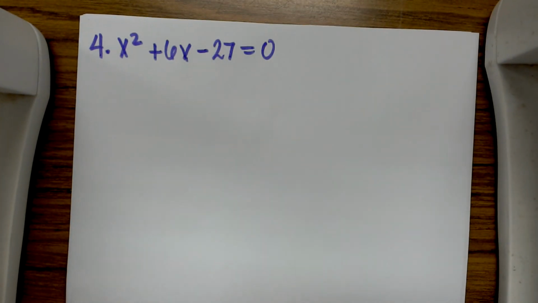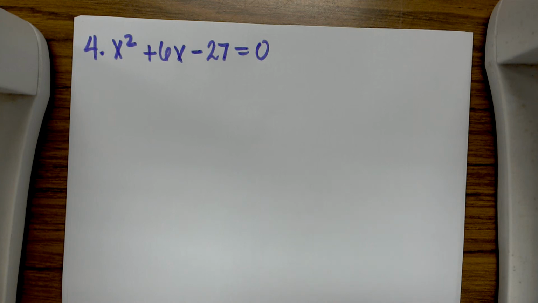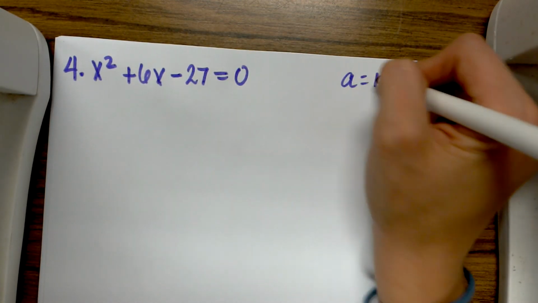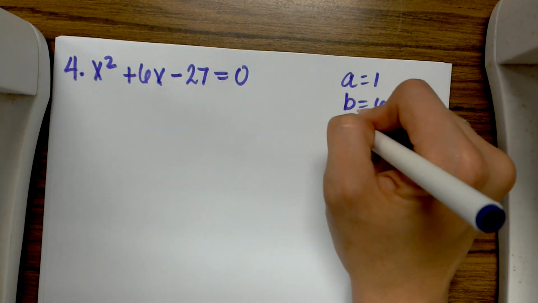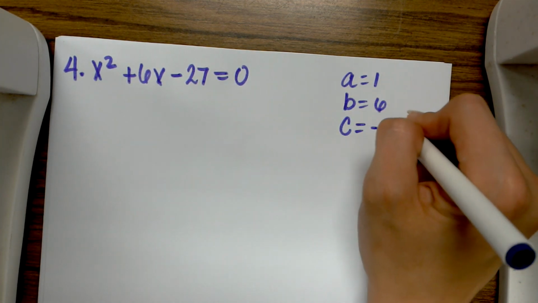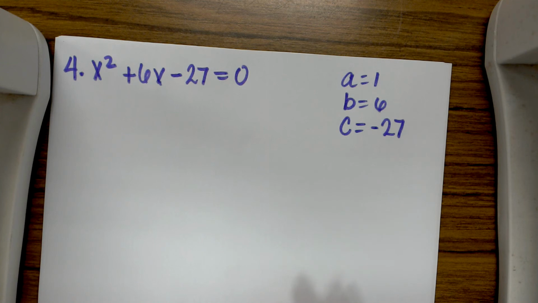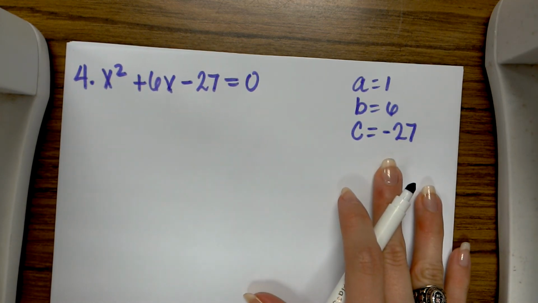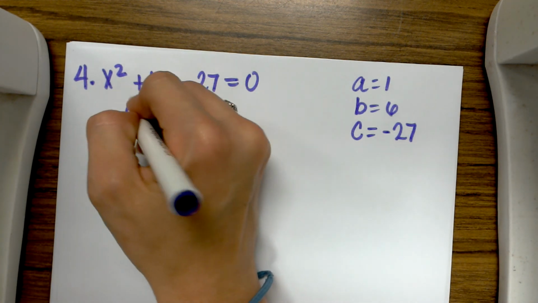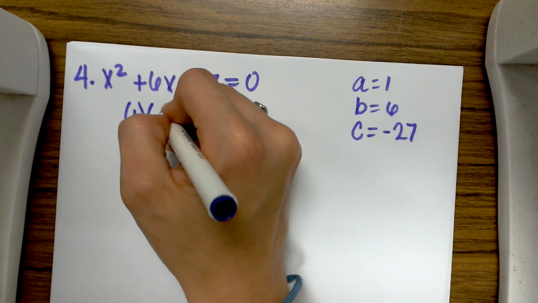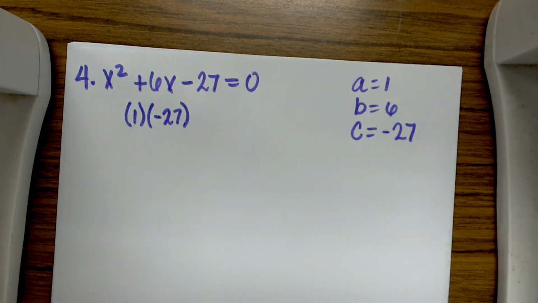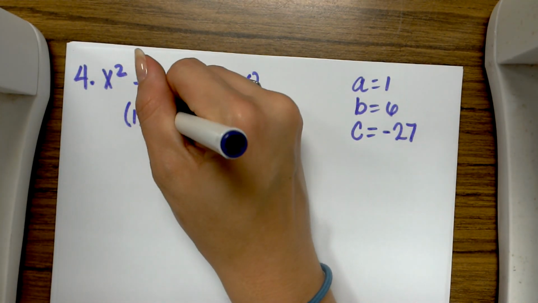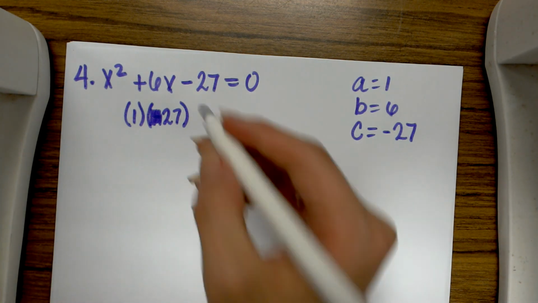Okay, so we have this. And we need to go ahead and write our givens. So my A is 1, my B is 6, and my C is negative 27. So I have negative 27 for my C. We're going to multiply our A, which is 1, and our C together, which is negative 27. Whenever we multiply A and C, don't worry about the negative for now. So it'll just be 1 times 27.